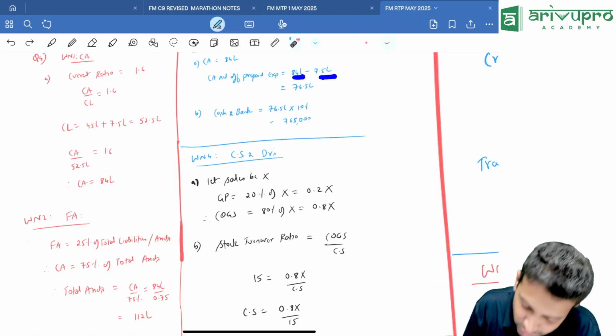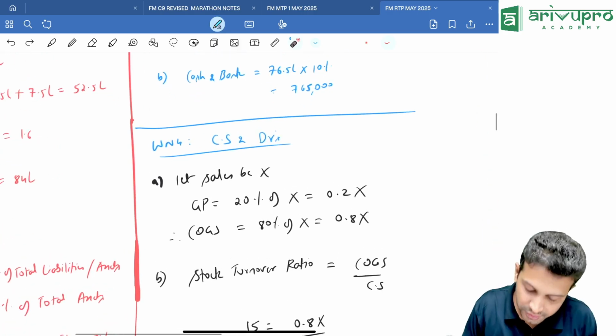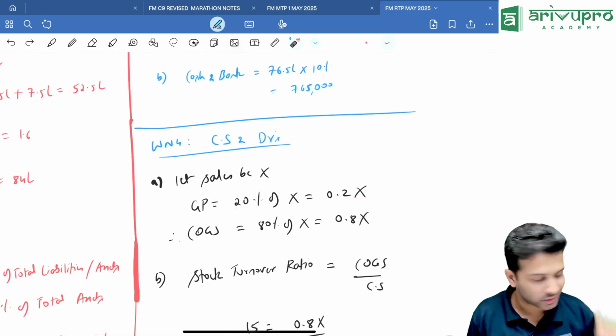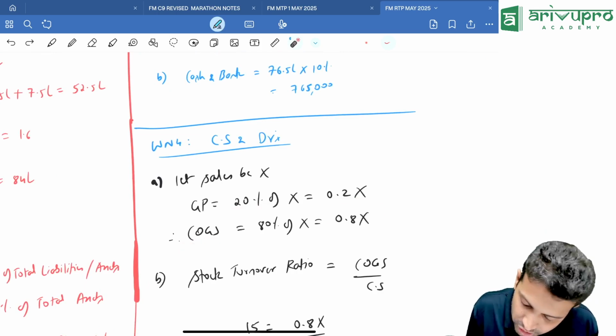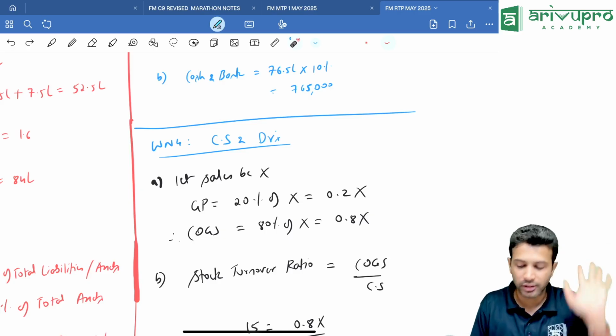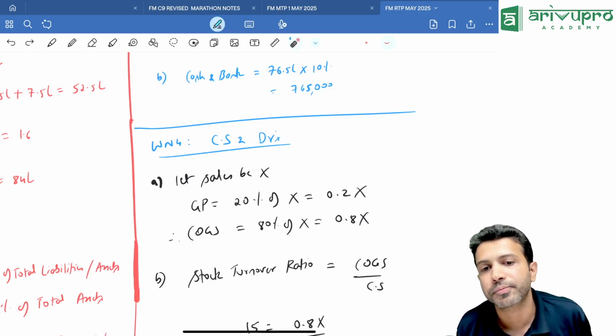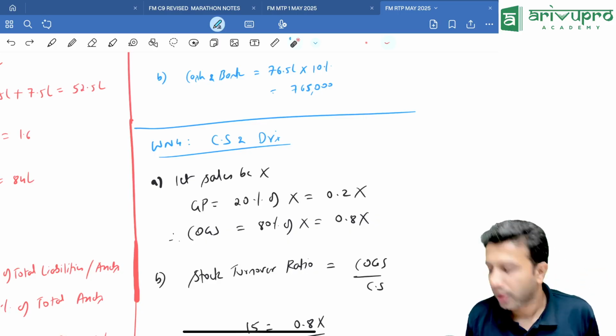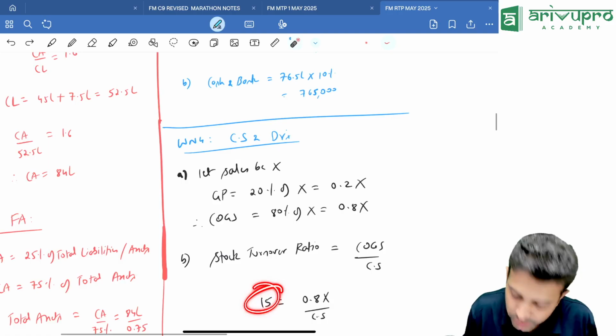Okay, sir. So let the sales be how much? X. Sir, if sales is X means GP will be 20% of X, which will be 0.2x. So COGS will be 80% of X, which will be 0.8x. Till here we have got it. Yes, sir. Correct, sir. They told stock turnover ratio is how much? Stock turnover ratio, they gave it to be 15.